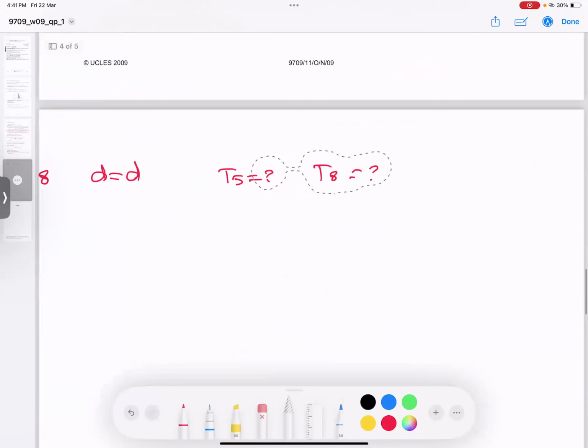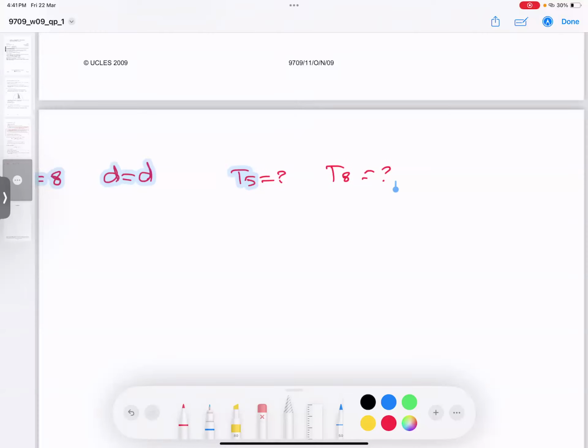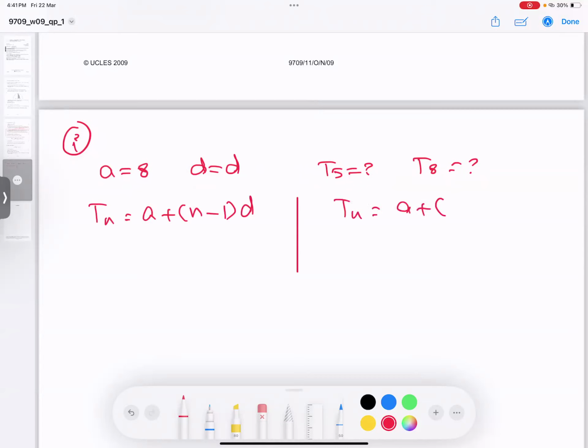Okay, so wait a minute. So now let's apply T5 and T8. How to get T5 and T8? If you know the formula of AP, Tn is equal to A plus (N minus 1) into D. Students, whenever you are confused, please write the formula. It makes the question easier. Now you replace N equal to 5 and here N equal to 8. If I replace 5 here, it becomes T5 and A is 8.